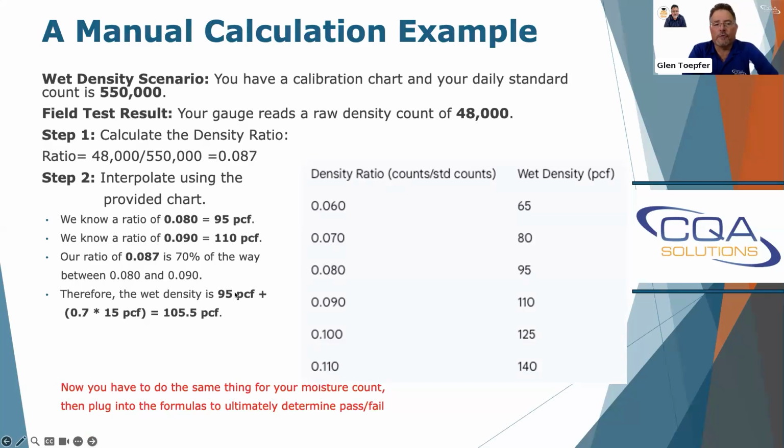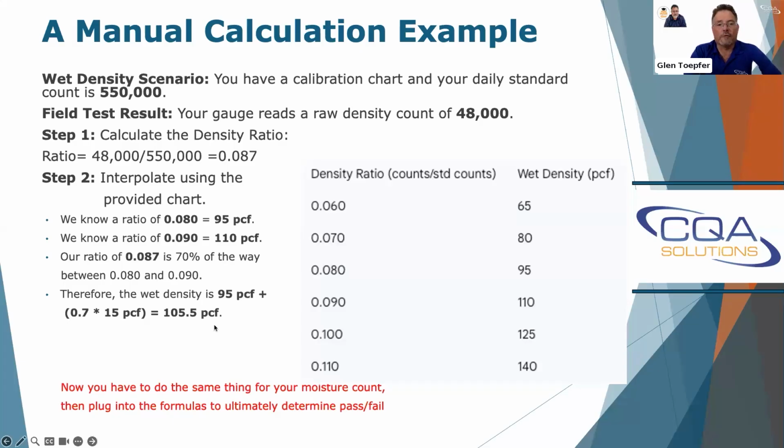So you can use that 70% with your 95 pounds per cubic foot wet density and plug it into the equation. Get your difference between the two first, your 110 minus 95, multiply those and add it to the 95 and you get 105.5. So now you got your wet density value.